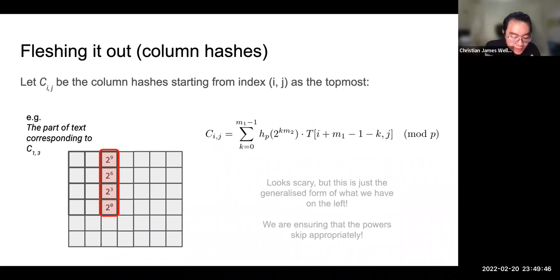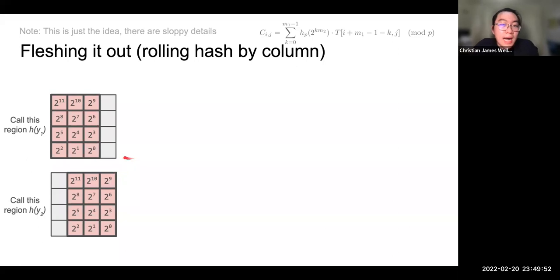This is how we hash a column. Okay? This is how we hash a column. So how do we roll hash by column? We have a pattern here, and we try to roll by putting one column in and taking one column out. It's very similar to what we have seen in the 1D version. It's just a bit more gory detail of mathematics that we have to deal with here.